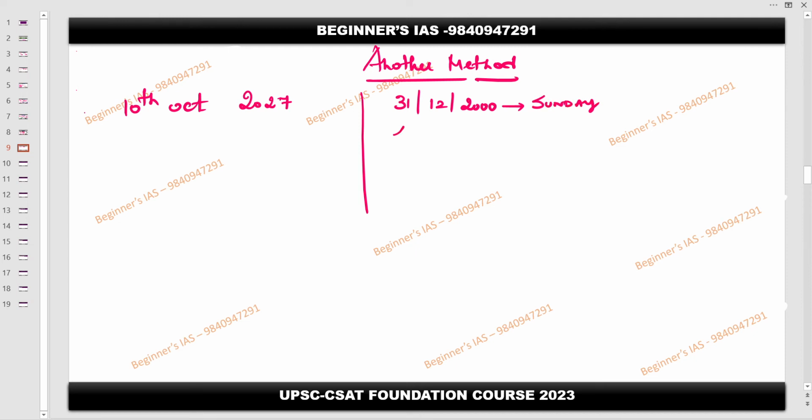According to the months, 2027 is a non-leap year, so we'll have 3 odd days in January and 0 in February, and then in March we'll have 3, in April 2, in May 3, then in June 2, then in July 3, then again in August 3, then in September 2. So we'll have to stop at September and add everything.